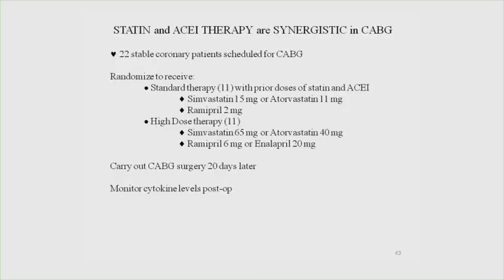Here you have 22 stable coronary patients that are undergoing bypass surgery, and you randomize them either to continue their standard therapy. They were receiving relatively low doses of statin and a low dose of ramipril, or switch them to high-dose therapy. You're going to crank up their lipid-lowering therapy doses and their ACE inhibitor doses. You're going to do the bypass surgery 20 days later, and you're going to monitor cytokine levels post-op.